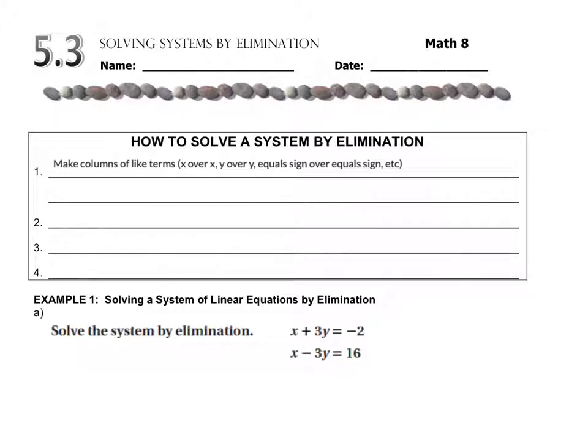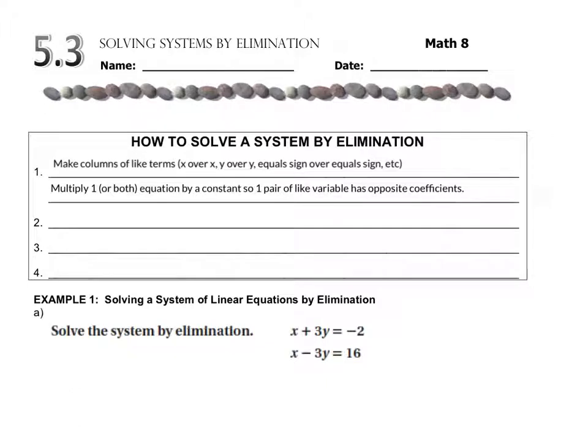So step number one, what we're going to do with this system is make columns of like terms. Remember, like terms: A's with A's, B's with B's, X's with X's, Y's with Y's. We know a system is more than one equation, so we take our two equations and line them up so that we make columns of like terms. What I wrote here in the parentheses will make more sense as we go through them. X's will be over X's, Y's will be over Y's, the equal sign will be over the equal sign. If there were any numbers, they would be over plain numbers, all the way through so that all the columns line up.